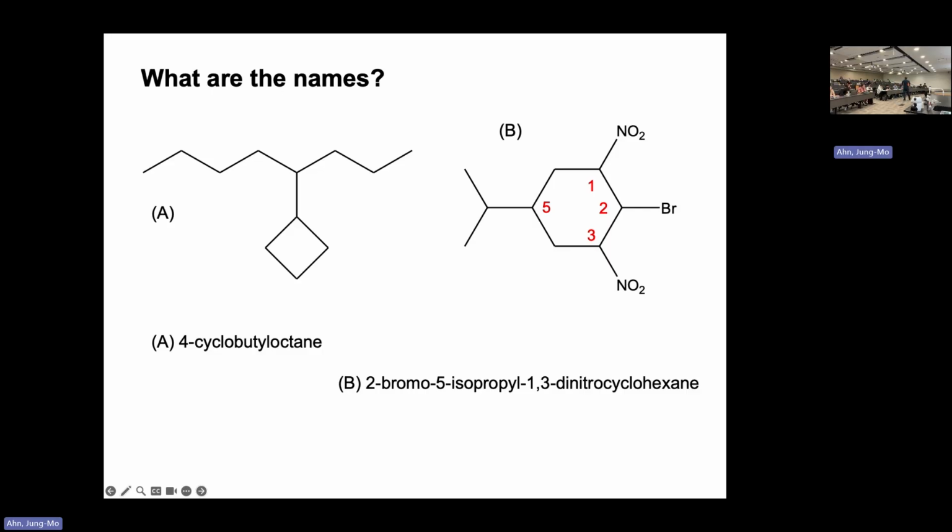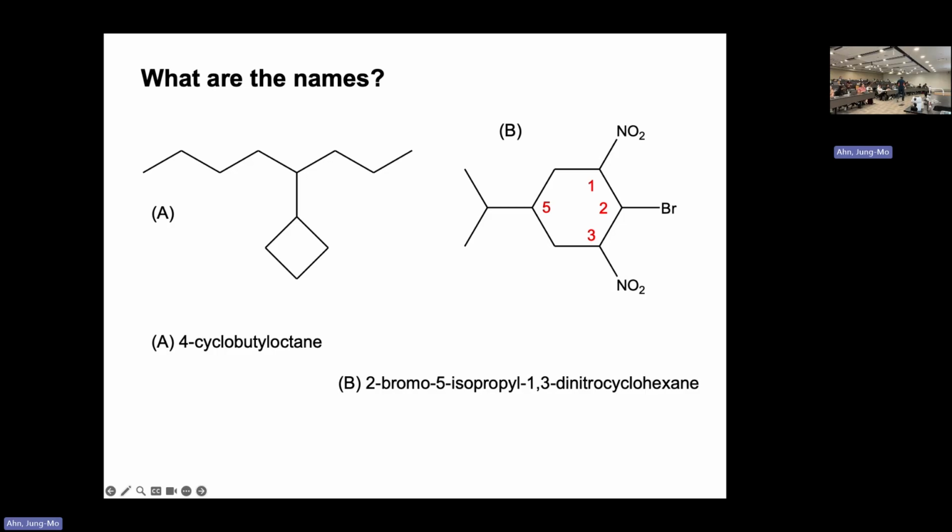Isopropyl, as I said earlier, doesn't start with a P, right? It starts with an I. Iso and cyclo, those prefixes, you should count when you do the alphabet ordering. So isopropyl starts with an I, not P. Same thing goes for the isobutyl. Isobutyl starts with an I too. And then dinitro. Dinitro doesn't start with a D because di is a prefix we use to refer to how many repetitions we see, right? So dinitro starts with an N. So 2-bromo-5-isopropyl-1,3-dinitrocyclohexane.